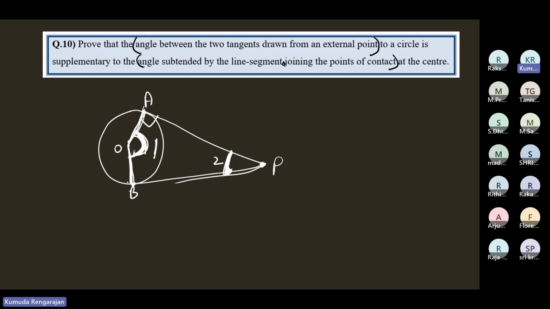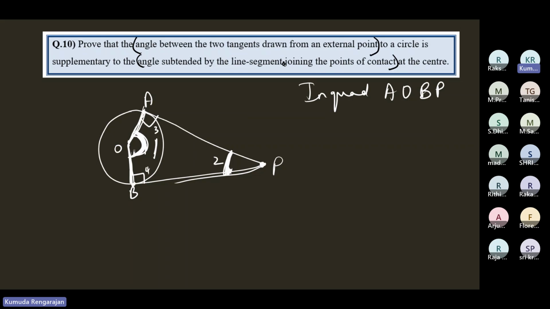So we know that this is 90 and this is 90. So in quadrilateral AOBP, suppose these are angles 3 and 4. We know that angles 3 and 4 are 90 degrees because the radius is perpendicular to the tangent.